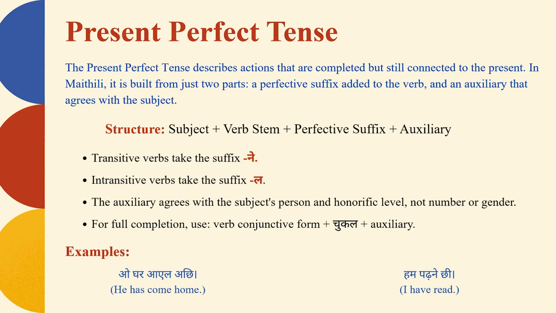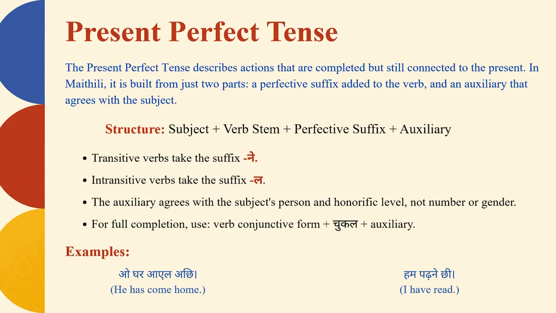In Maithili, it is built from just two parts, a perfective suffix added to the verb and an auxiliary that agrees with the subject. So the structure is something like subject plus verb stem plus perfective suffix and auxiliary. Transitive verbs take the suffix ne and intransitive verbs take the suffix la. The auxiliary agrees with the subject's person and honorific level, not number or gender. It's a key thing in Maithili that the auxiliary agrees only in person and honorific level, not number or gender.